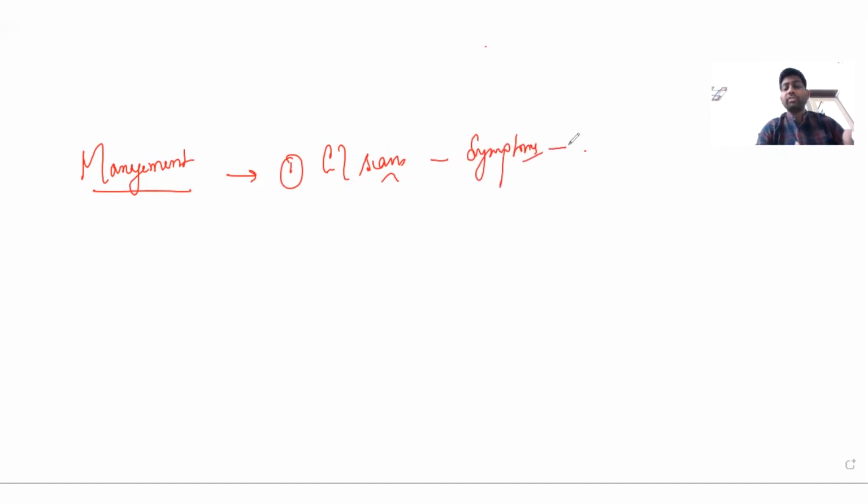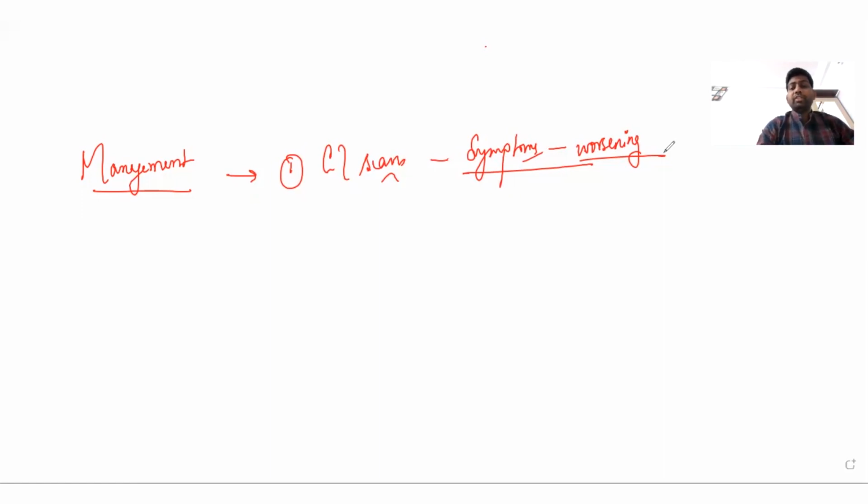Like from nasal oxygen, nasal cannula, you might have to shift the patient to high flow oxygen. If a patient is on high flow oxygen, the patient might require a ventilator or non-invasive ventilation. If the symptoms are worsening, then the patient requires a CT scan. This is a very important indication for CT scan. Now, there are other reasons to do a CT scan also.